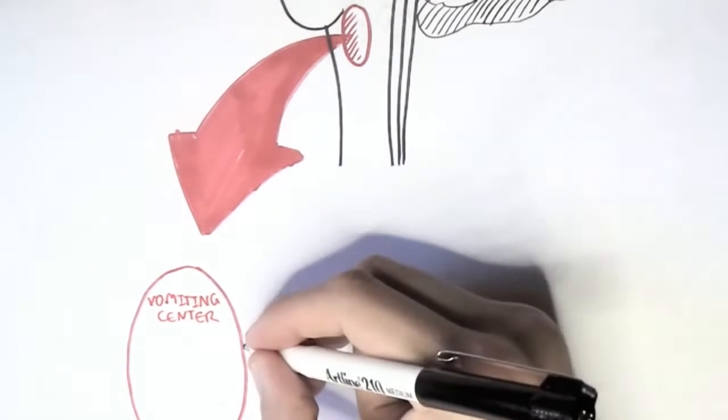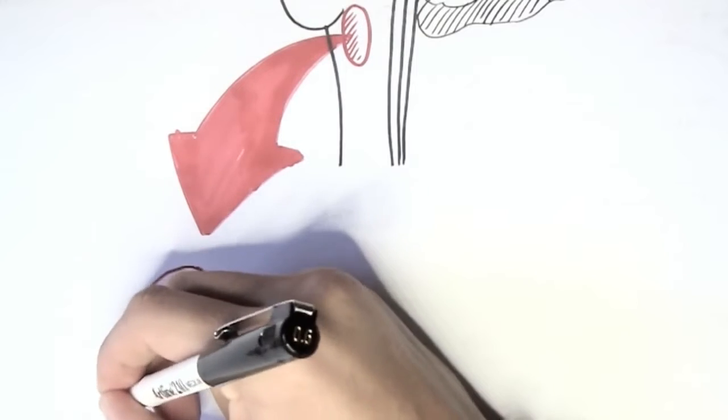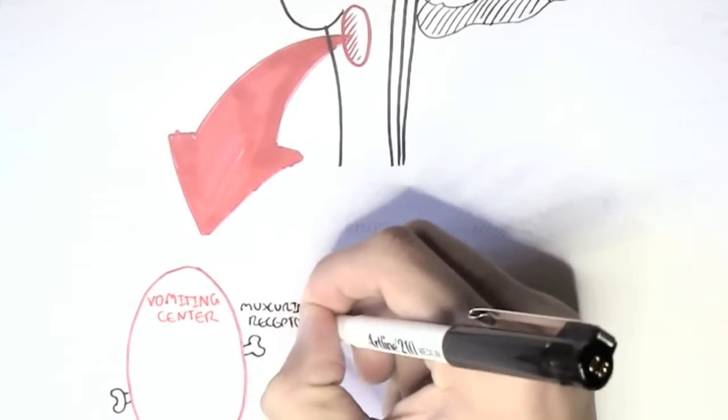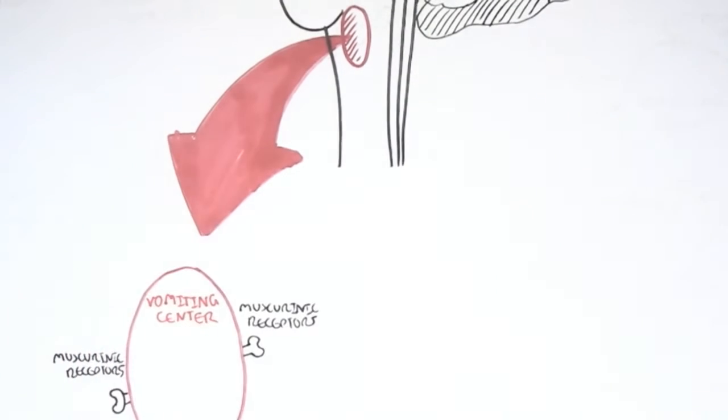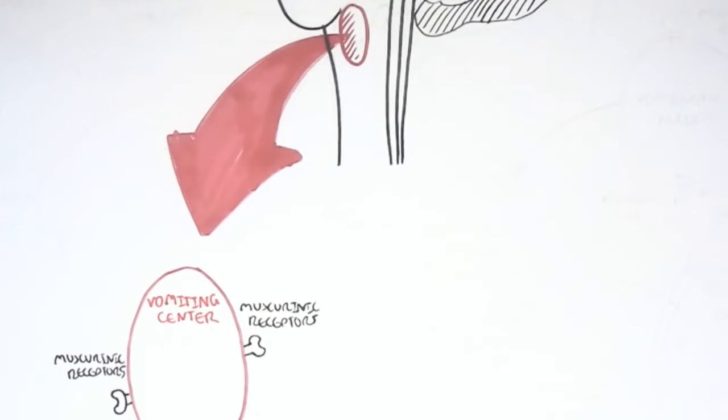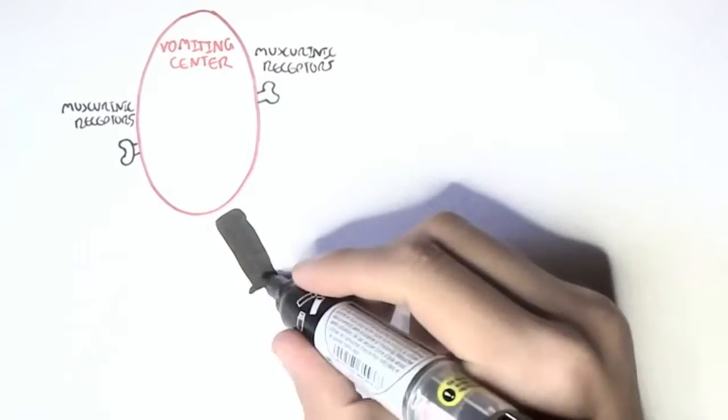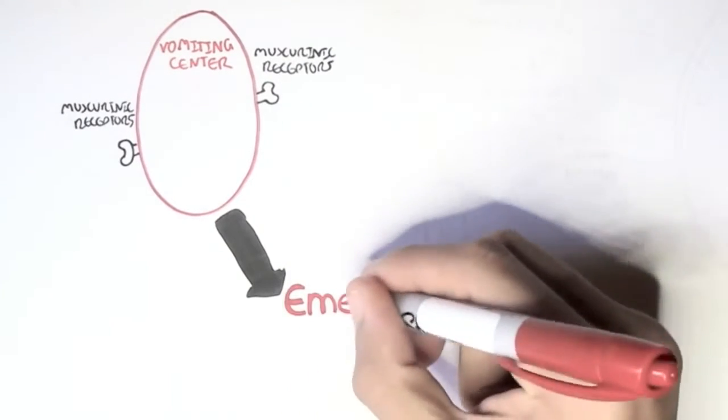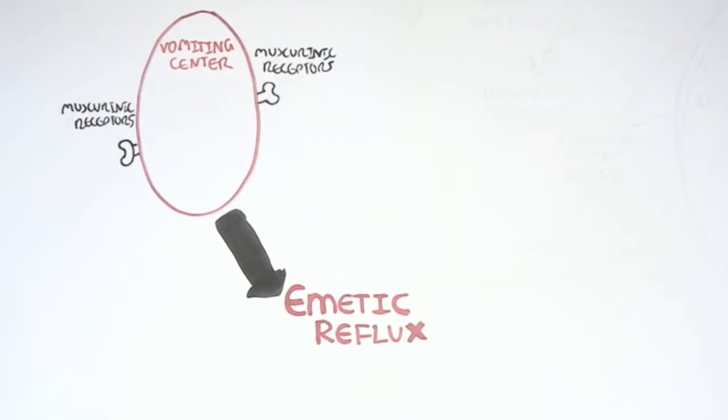The vomiting center has predominantly muscarinic type receptors. And so activation of these receptors will activate the vomiting center to send signals to the muscles that carry out the physical act of vomiting, the emetic reflex, that is. Note, emetic comes from emesis, and emesis is a medical term to mean vomiting. So essentially it means vomiting reflex. So the vomiting center is what essentially sends out the signals to cause us to vomit from the brain stem.